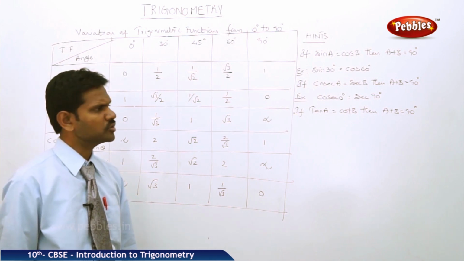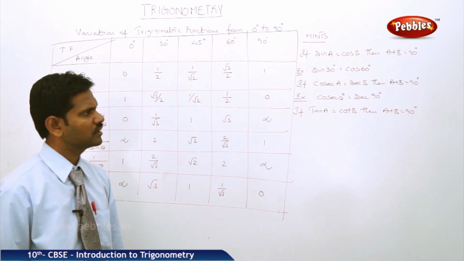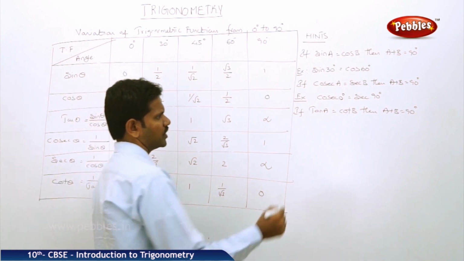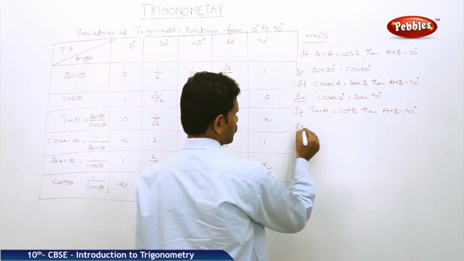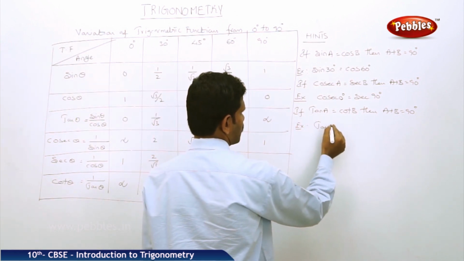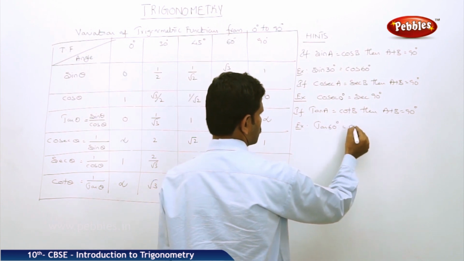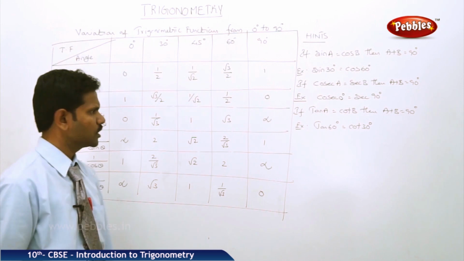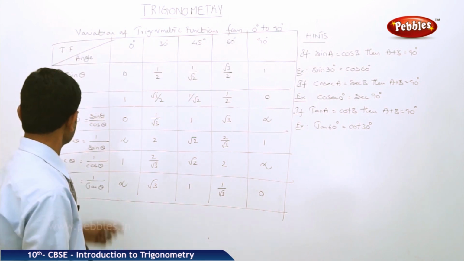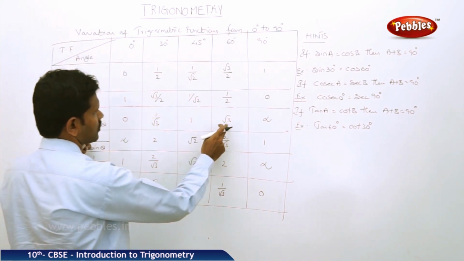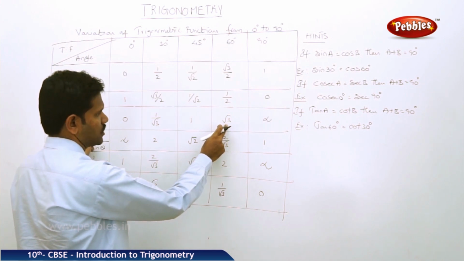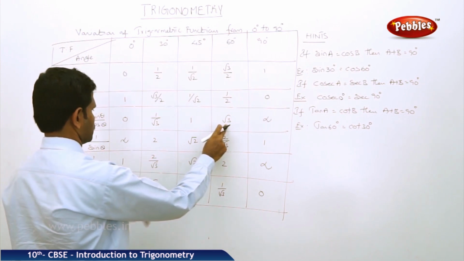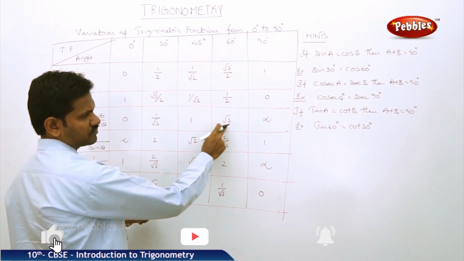Then A plus B is equal to 90 degrees. Now, example C. Tan 60 degrees is equal to cot 30 degrees. What is the tan 60? Tan 60 is root 3. Cot 30 is root 3. Both are the same.